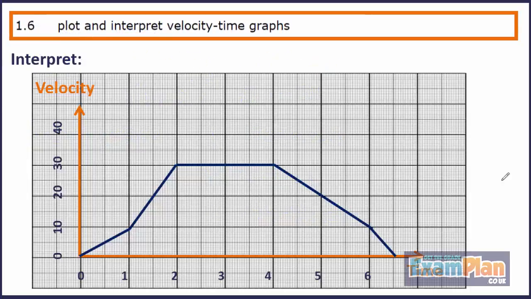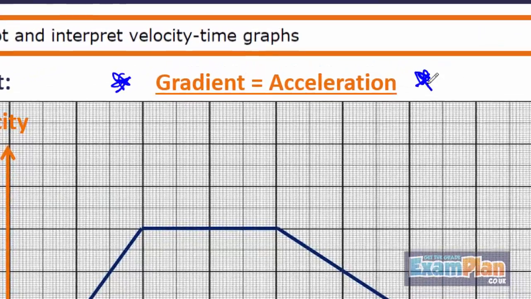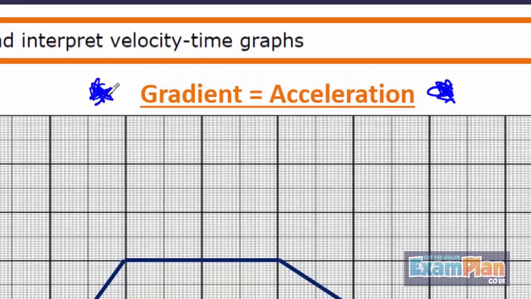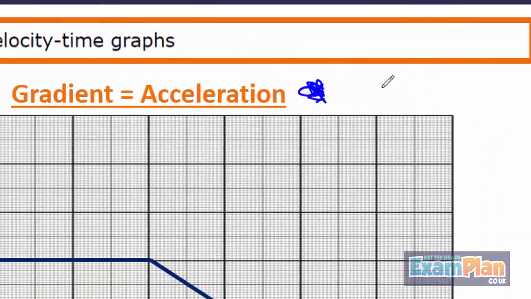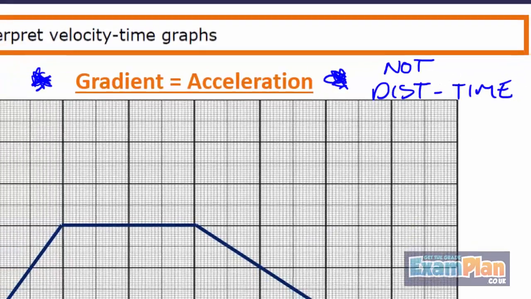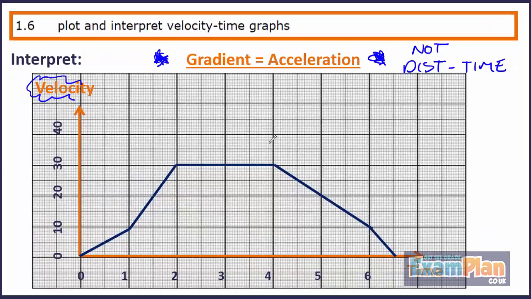When describing the motion of the graph, you must look at the gradient. The gradient of a velocity time graph is acceleration. Be very careful here not to confuse this with the distance time graph. For a distance time graph, the gradient represents speed, not acceleration. So, always double check the axes before you begin.